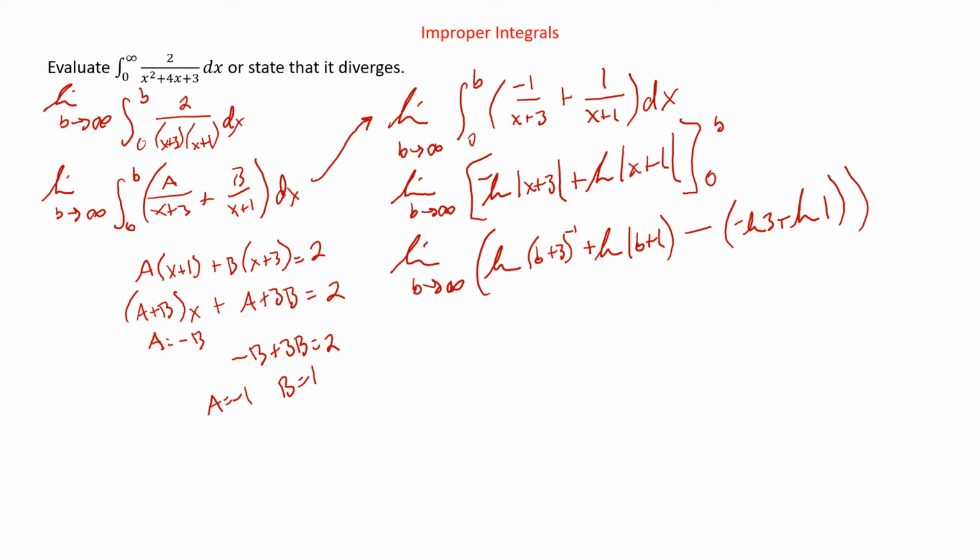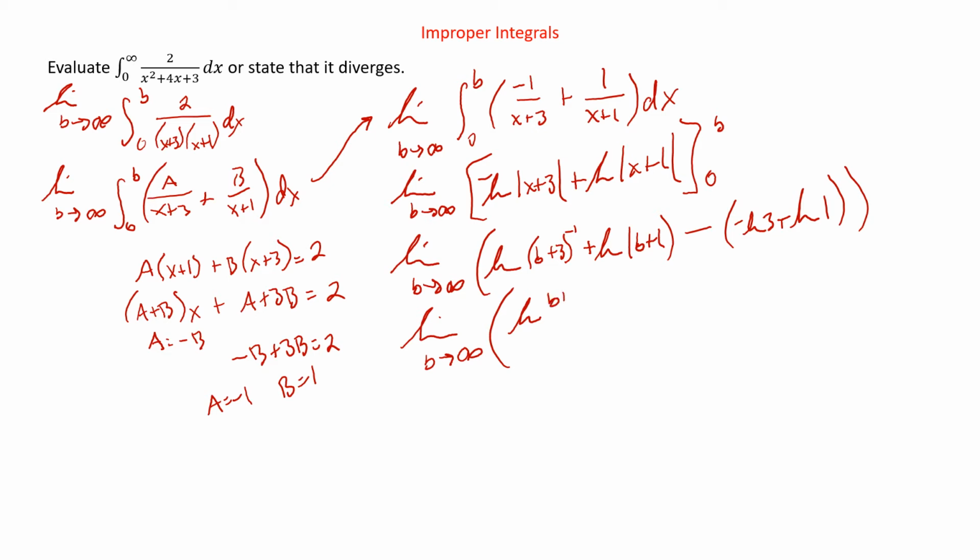So now when we take the limit, we're going to have infinity plus infinity. That's no good. So we're going to combine these first two with the b's. When we combine these two, we get natural log. When we add, that means we multiply.